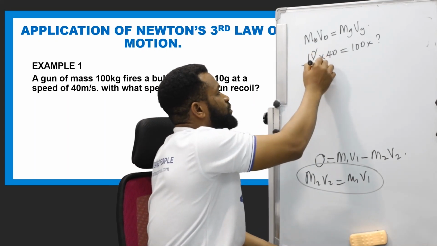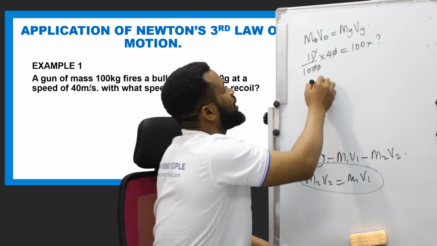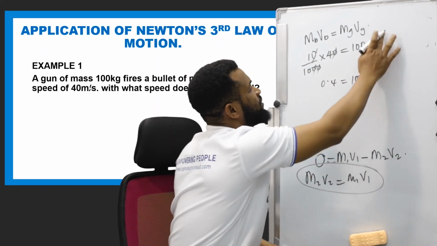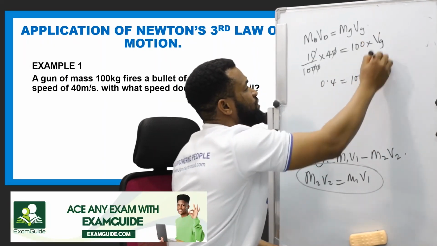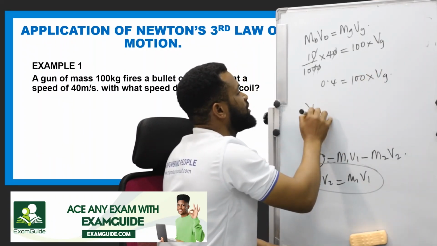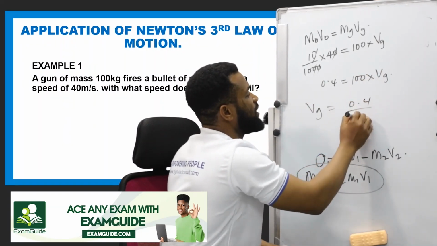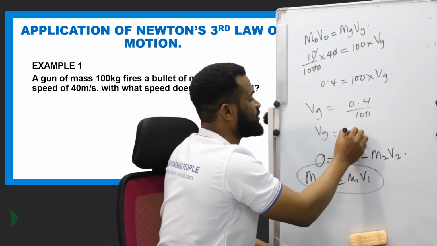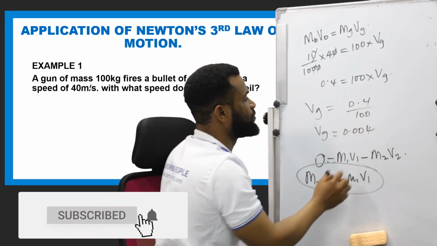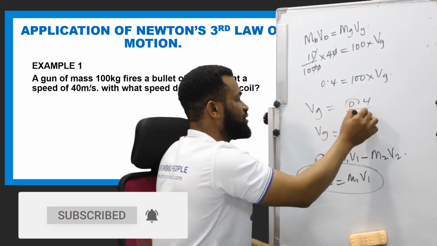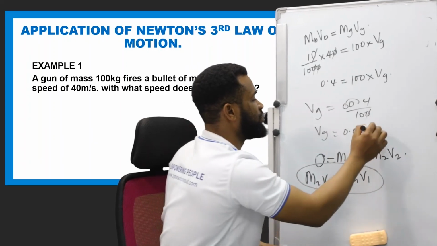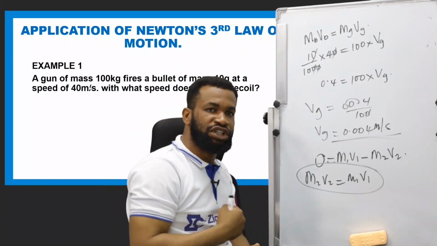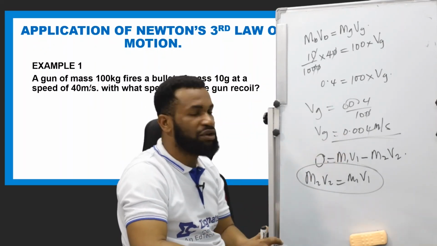So we cancel this, we cancel this, we have 0.4 is equal to 100 times VG. So VG is equal to 0.4 divided by 100. So VG is going to be equal to 0.004, meter per second. So the speed of the gun, which it used to recoil, is 0.004 meters per second.